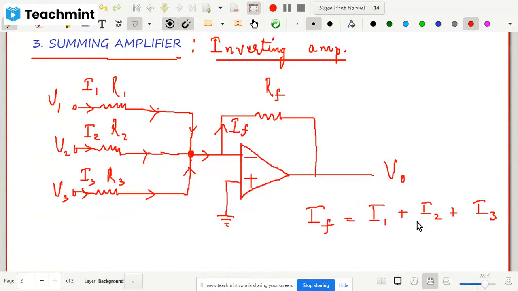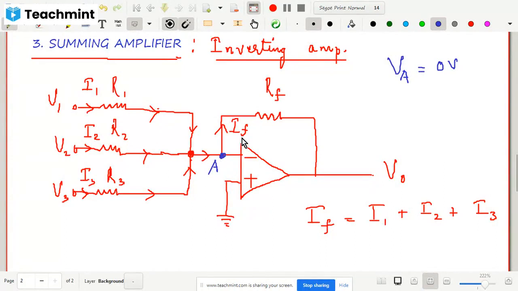Now, before we move further, this point here, I'm marking it with a different color. What is the potential at this point? I will call this VA. Again, if you use the virtual ground concept, the potential at this point is 0 volt. Since the potential at the non-inverting terminal is 0 volt, the potential at this point, using the concept of virtual ground, should be 0 volt. So now VA is 0.